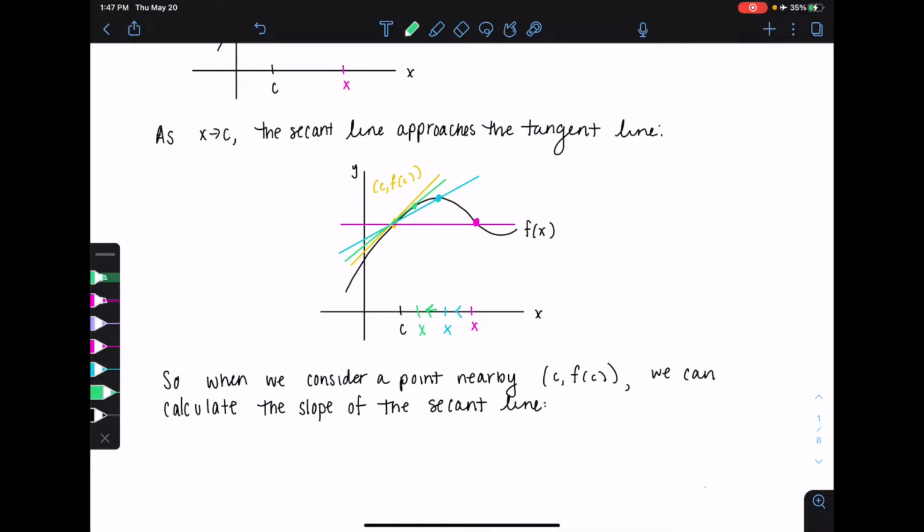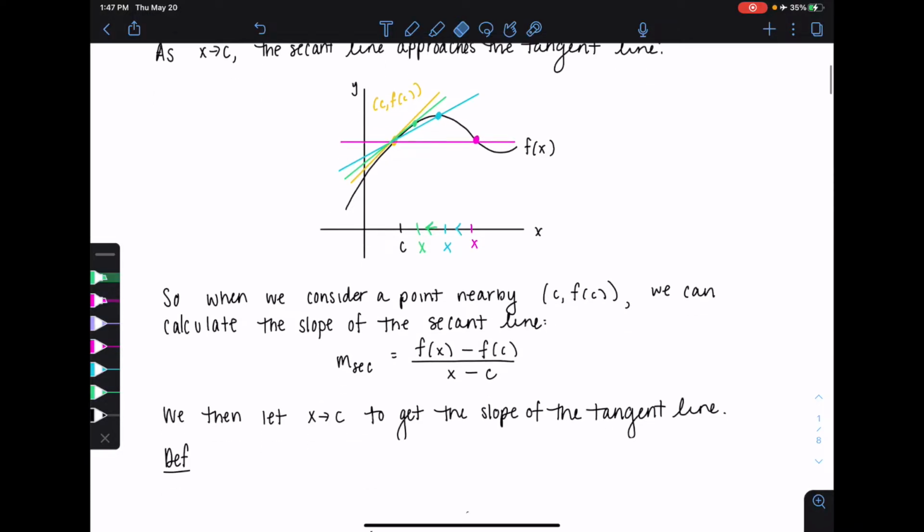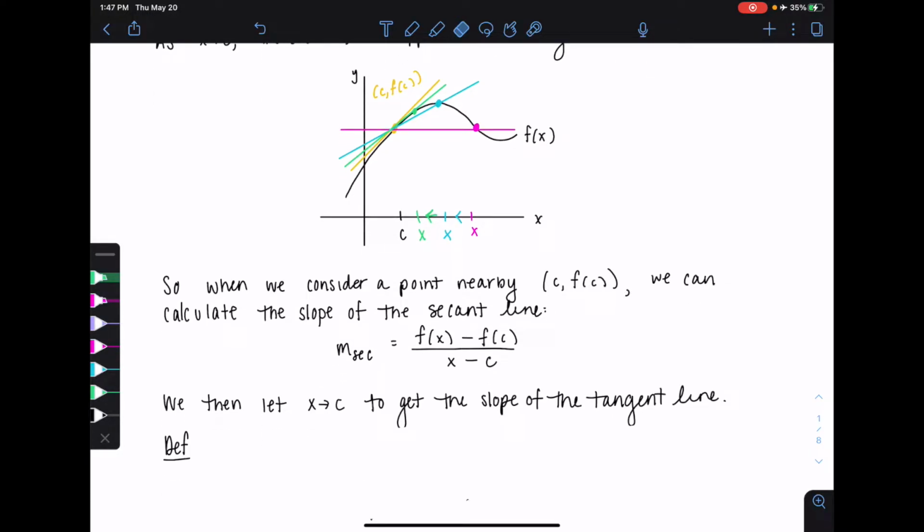And I know how to actually calculate that slope, because the slope of our secant line is just the difference in those Y values divided by the difference in X values. So to get the slope of this actual tangent line, I'm going to let X approach C. So we're ultimately going to be taking a limit. So we let X approach C to get the slope of our tangent line.